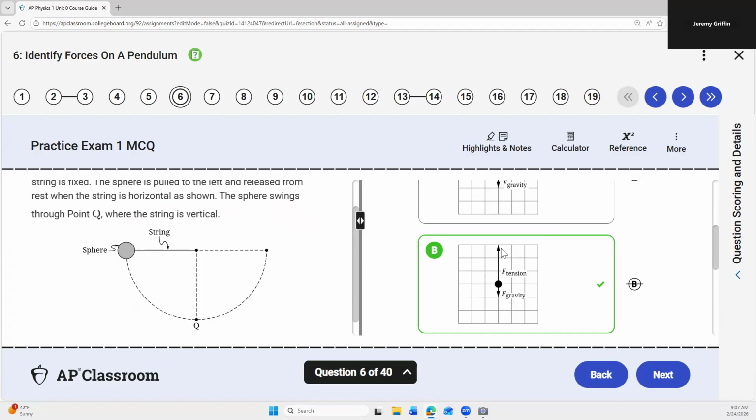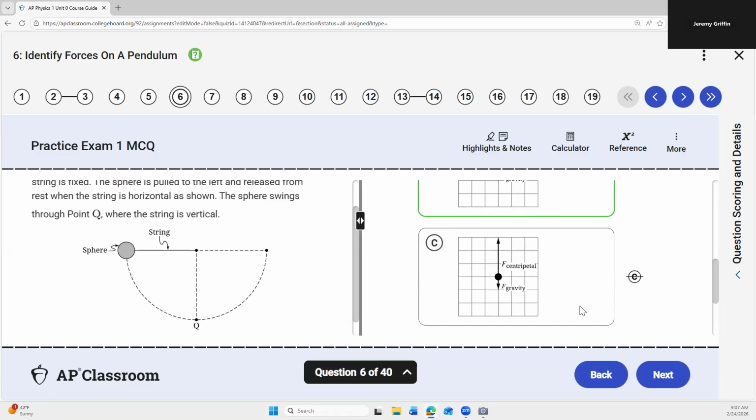So weight down, tension up, mismatched sizes. So don't label centripetal. Guys, what's wrong with option D? Same magnitude, which would only work if it was hanging at rest, but it's not hanging at rest, so it can't be D.